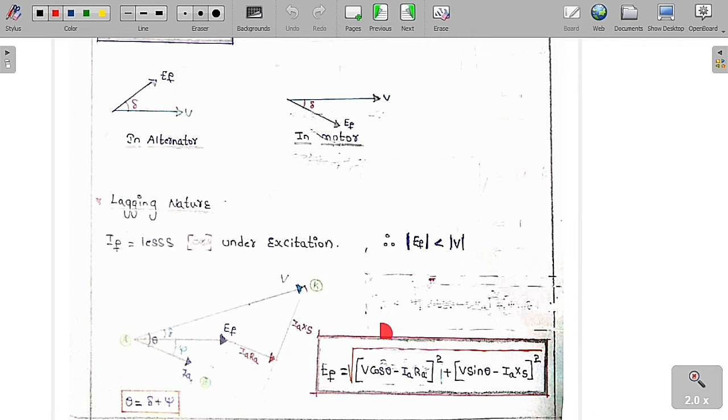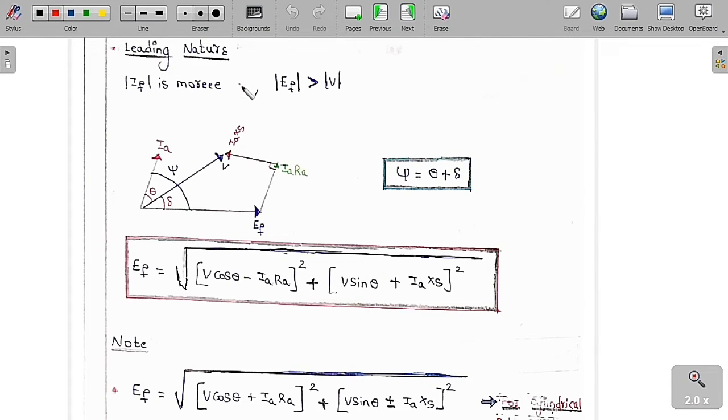So this is the equation that you are going to get for this lagging nature load. This is the equation that you always need to keep in your mind. For leading nature, I have already told you what the leading nature concept is. Leading nature means the current IA is going to lead the IF. This is the concept that you always need to keep in your mind.